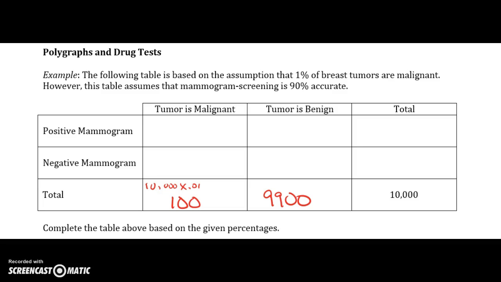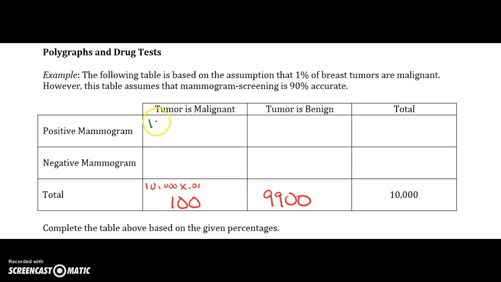Now, when the problem tells us that the mammogram screening is 90% accurate, it means that when a tumor is malignant, it will catch that malignant tumor 90% of the time, or we'll get a positive mammogram test. Whereas if the tumor is benign, we should also get that 90% accuracy rate, and the woman should get a negative mammogram reading. So in the upper left-hand box, we've got a 90% chance of detecting the tumor.